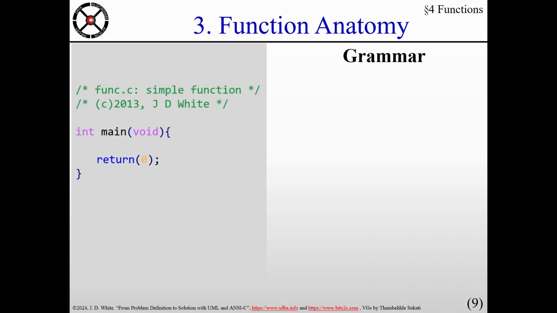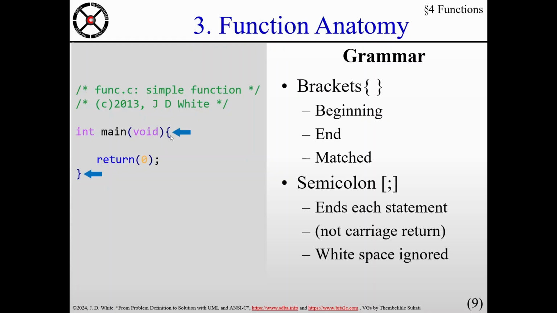Now let's look at some grammar. The grammar of C. Brackets. Brackets are used to begin and to end a function. They must be matched. Python does not require brackets. C requires these curly brackets, and they must be matched, the beginning and the end.